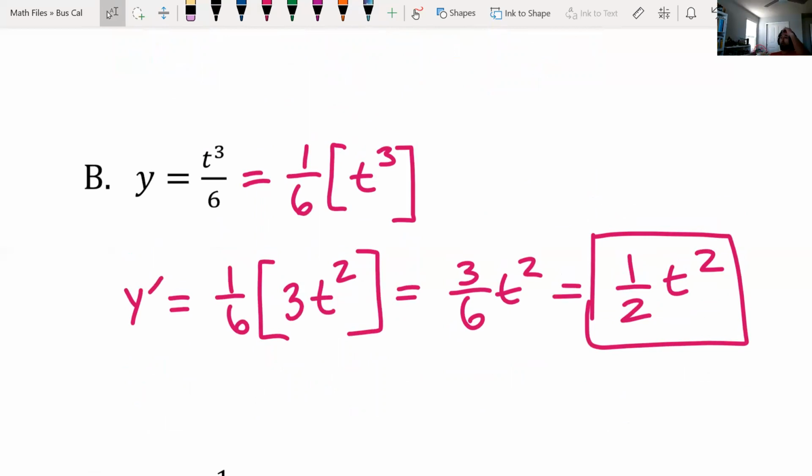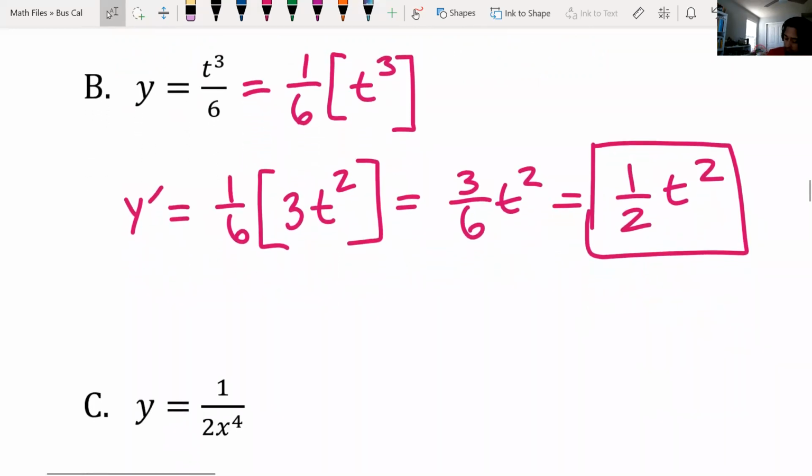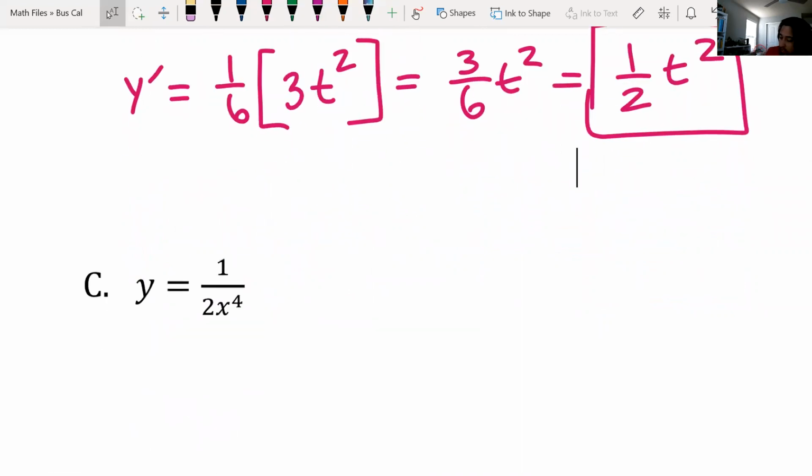Perfect. Okay. Any questions on that one? All right. So next one, of course, we're going to have to rewrite this one as well. y equals 1/2 x to the 4th. So we have to do a bunch of rewriting in order to take the derivative. When I rewrite this, the first thing I'm going to do is take the fraction out. I'm going to take out 1/2.